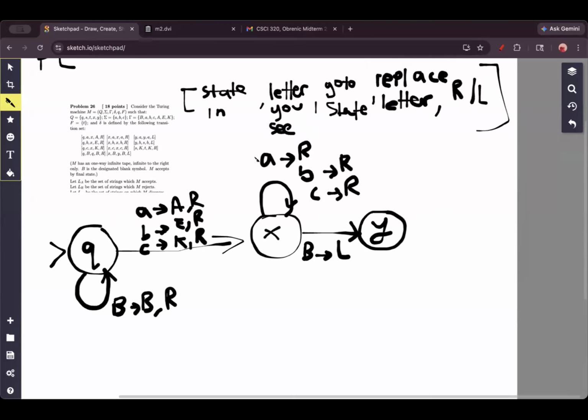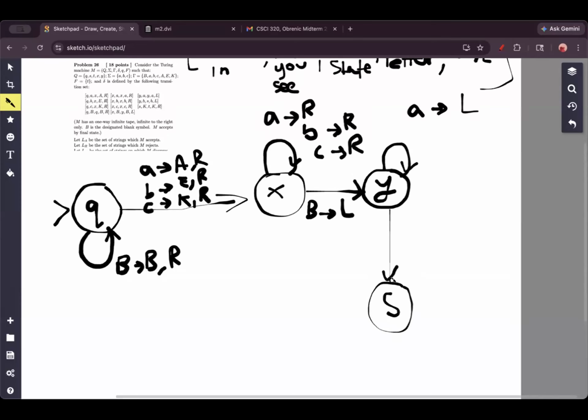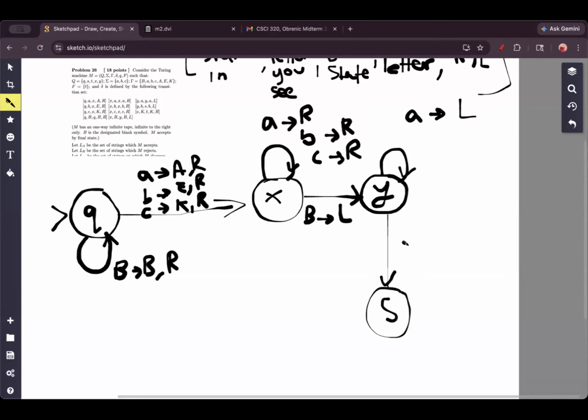Now, I took care of A, B, C, and blanks in state X. And in state Y, it's a loop on A. Loop on A, turn left. And then in Y, if I see a B, I go to state S. That's via a B, and I turn left.